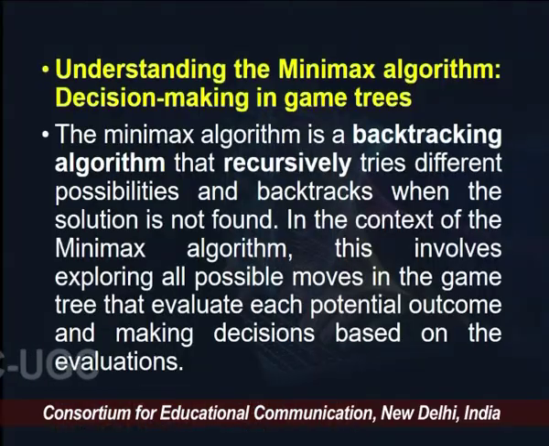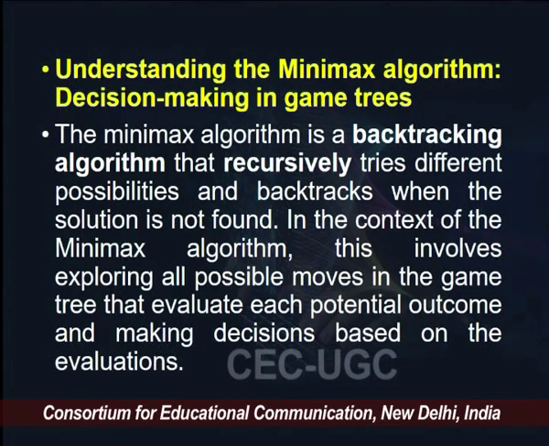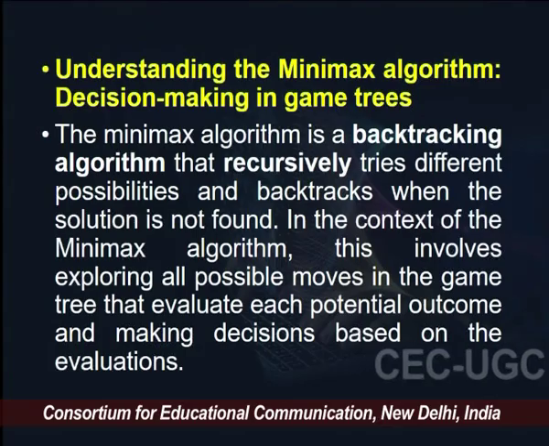So, in the context of the minimax algorithm, this involves exploring all the possible moves in the game tree, evaluating each potential outcome, and making decisions based on the evaluation. So, this is what your minimax algorithm is. Basically, it is used in decision making trees. It recursively tries to find out the possibilities; it is a backtracking algorithm.